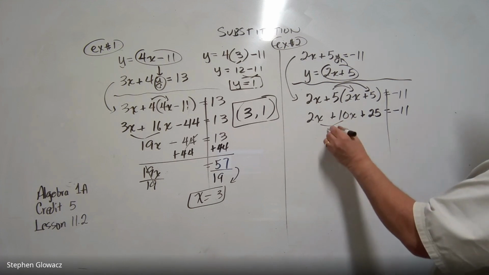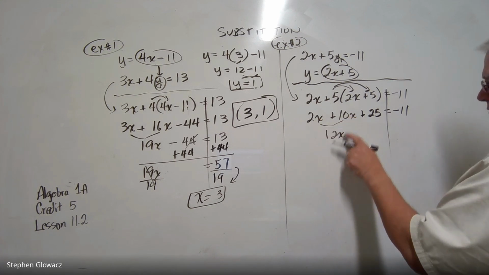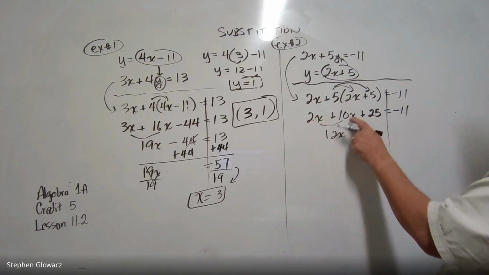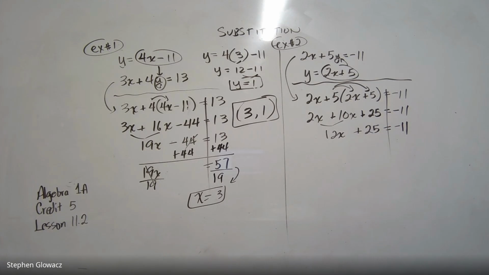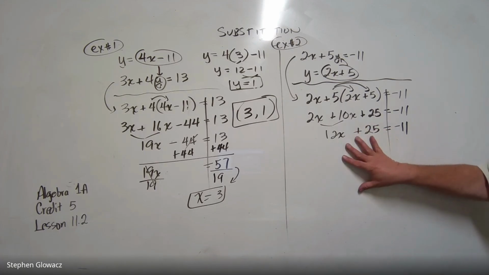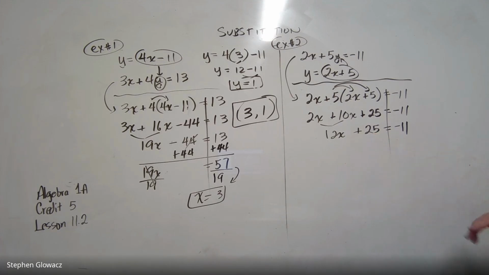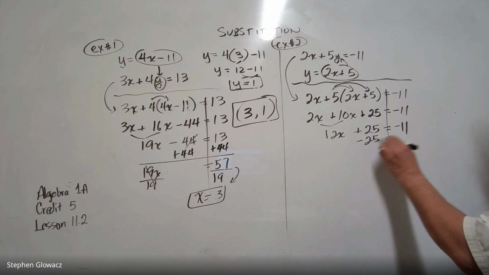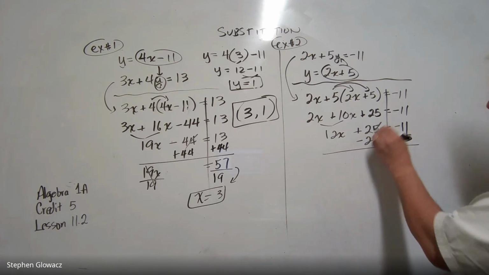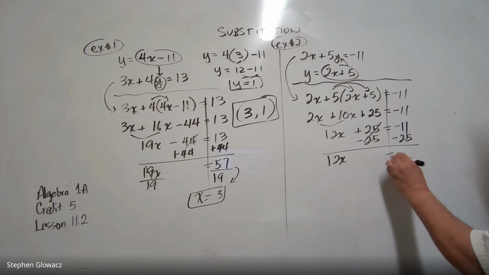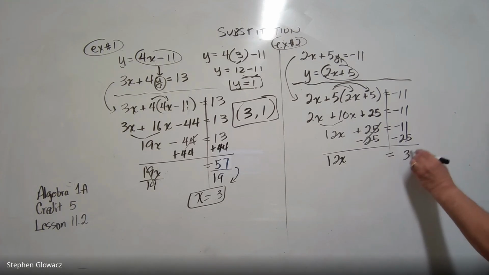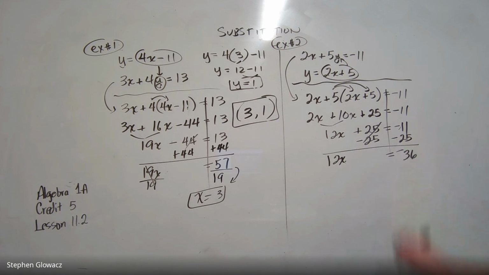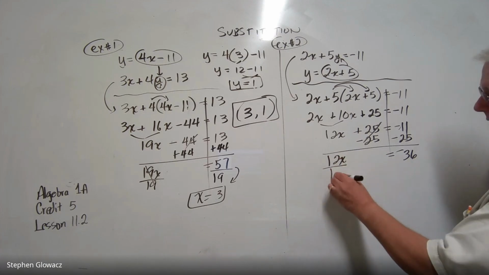Combining like terms gives us 12x. 2x plus 10x is 12x. Plus 25 equals negative 11. Our next step, we're focused on this left side because that's where x is. We got to get rid of this plus 25 first. So we subtract 25 to both sides. 25's cancel. We bring down that 12x. Now over here, the signs are the same, so we add the 11 and 25. That's 36. They're both negative, so our answer is negative. And then our final step to solve for x is being multiplied by 12.